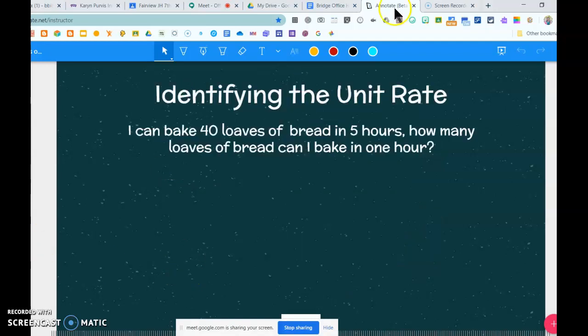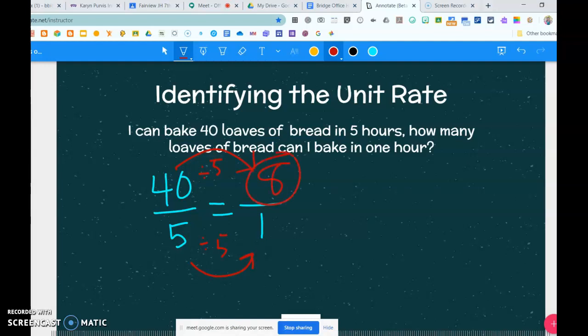So let's do a few examples. If you can bake 40 loaves of bread in 5 hours, how many loaves of bread can you bake in 1 hour? So unit rates are basically just division. If I can bake 40 in 5 hours, how many can I bake in 1? So I can figure out that 5 divided by 5 equals 1. And what I do to the top, I do to the bottom. So I'm going to divide 40 by 5, and that will give me 8. I can bake 8 loaves of bread in 1 hour. That's considered a unit rate.